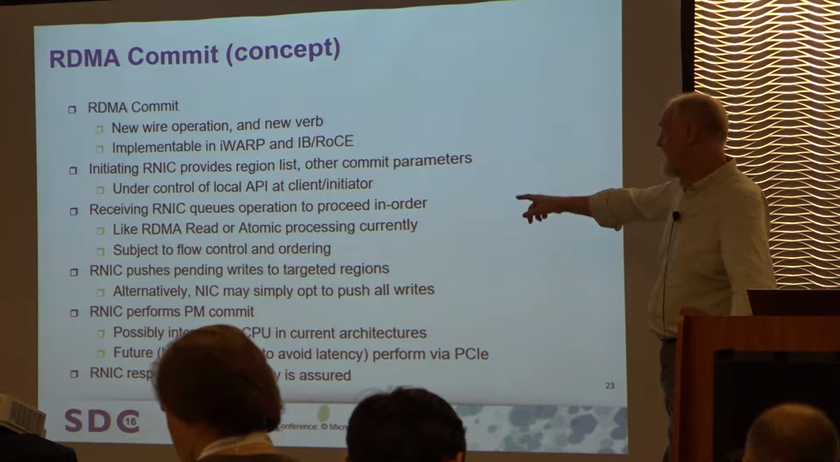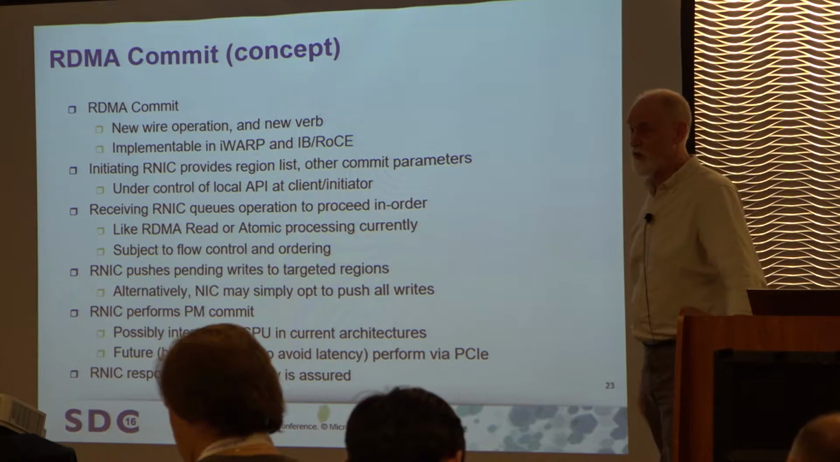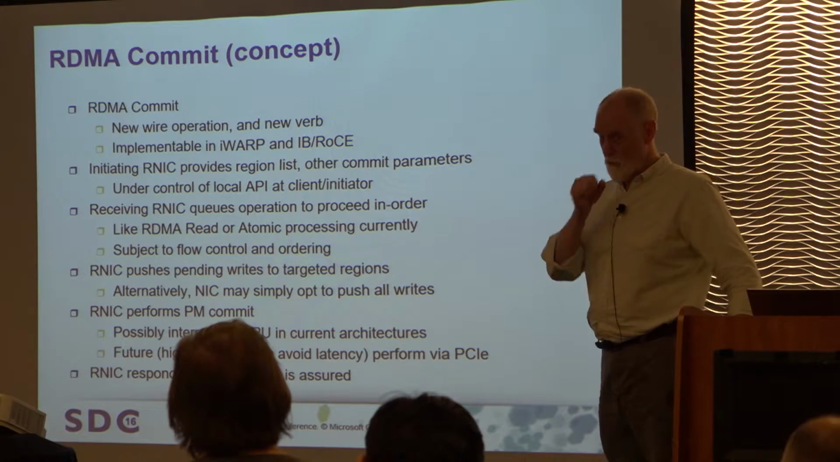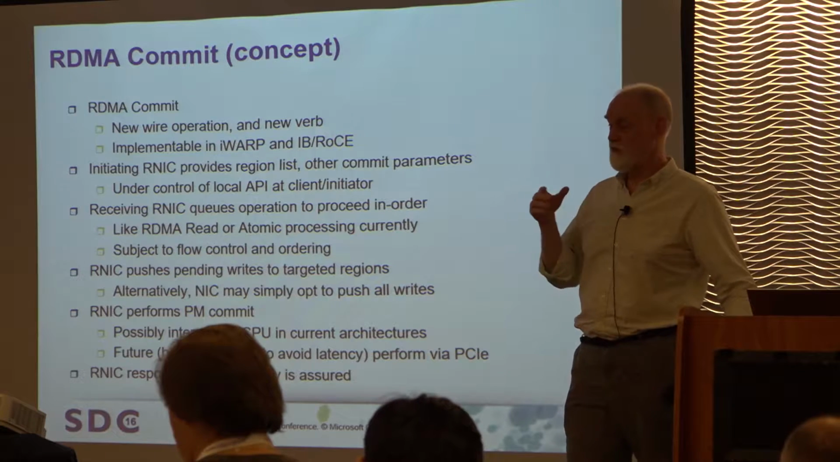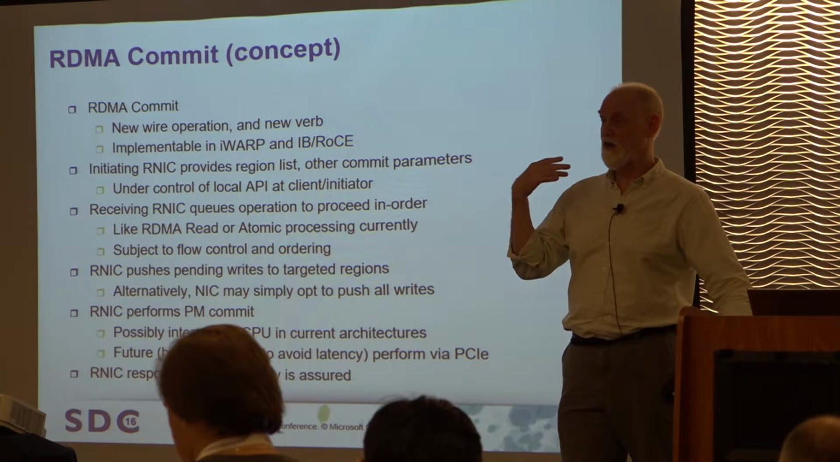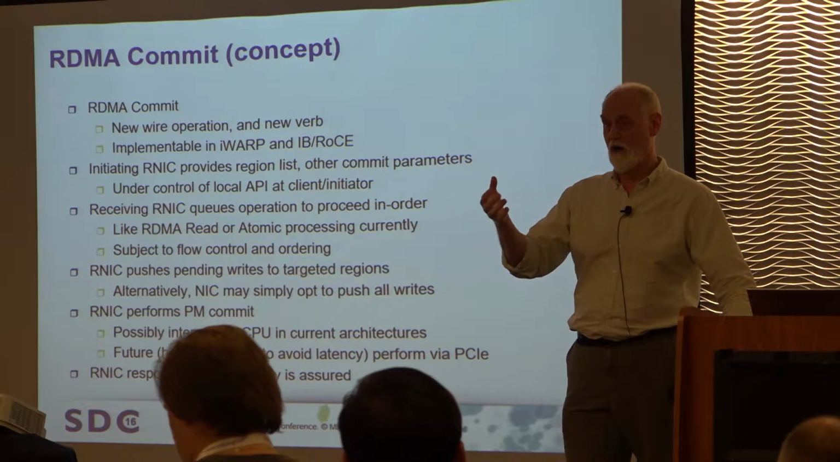The receiving RNIC has to queue the operation in order. I think it behaves like an RDMA read or an atomic. It's subject to flow control and ordering. Both of those things are very important. Ordering because you need to know what data is becoming durable, and flow control because it's going to take time. It's kind of a blocking operation on the wire, right?